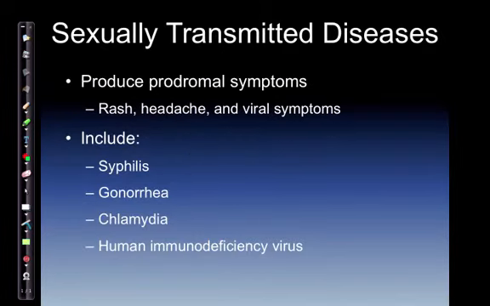STDs are sexually transmissible diseases. They produce prodromal syndromes: rash, headache, viral symptoms. With sexually transmitted infections, the patient may remain asymptomatic. These infections include syphilis, gonorrhea, chlamydia, and HIV.